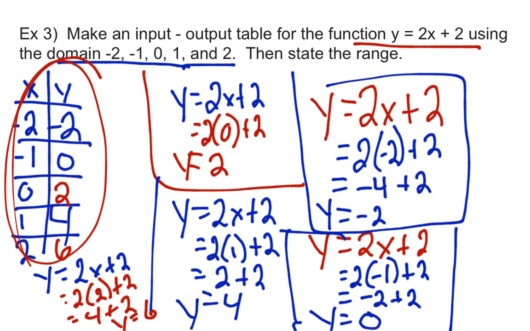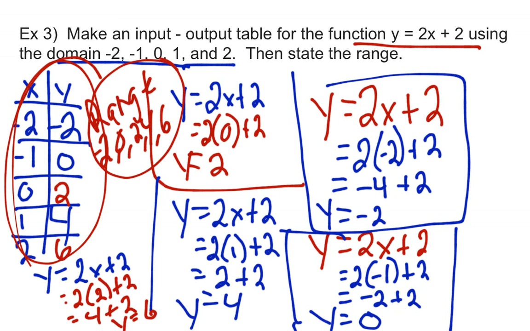It says then state the range. Okay, I'm running out of room here, but I'm going to squeeze it in. My range is just rewriting these answers: -2, 0, 2, 4, and 6. Okay, and that's it. So make an input-output table. Did it. We plugged all our numbers in, the domain. We got the y's that came out, which is our range, and then we listed them. And that's it. That's our lesson for today.